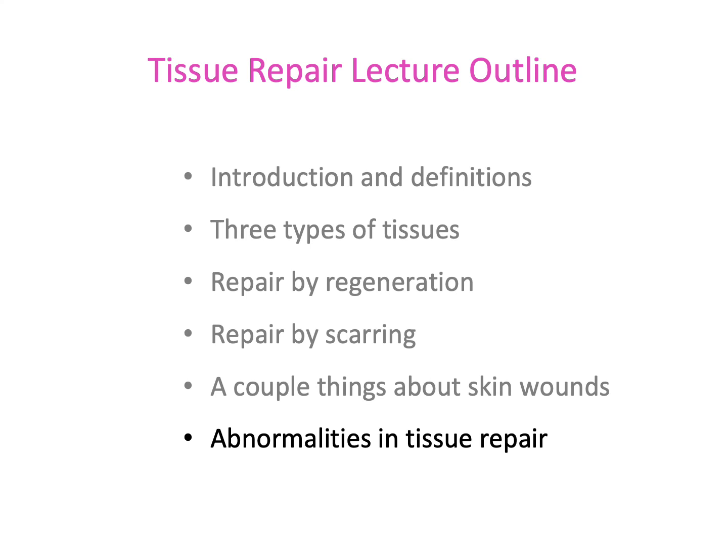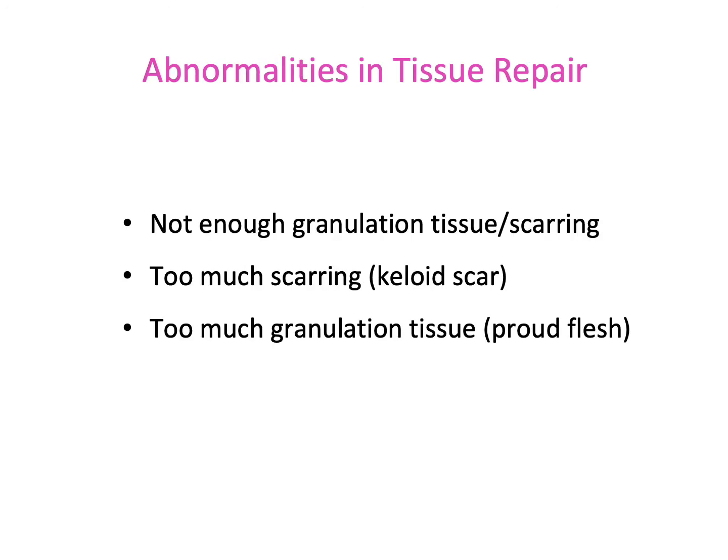I want to talk just briefly about some abnormalities that you can get in tissue repair. So what can go wrong in this process? Usually it works really well, but sometimes you don't make enough granulation tissue and you don't get enough scarring, and the wound just does not heal up properly. And there are some things that can interfere. The big one is infection. So if you get infection in a healing wound, a surgical wound or any wound, it's going to interfere.